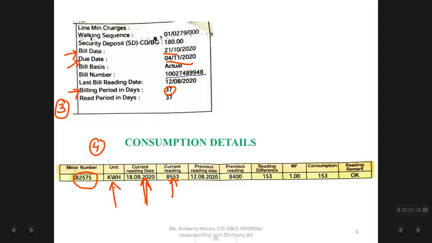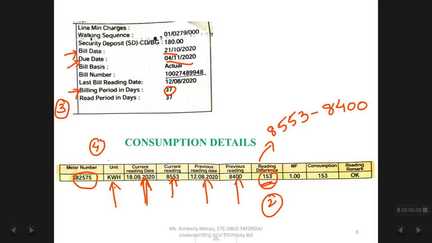My previous bill, that's my last bill, okay, came in August, 12th August, and the previous reading on my meter was 8,400. So what is the energy I have consumed or my house has consumed from August to September? Okay, they have taken a difference of this, 8553 minus 8400, which turns out to be 153. So this is my second value that I need to know. So the consumption for this duration, that is my current bill, is 153 units.